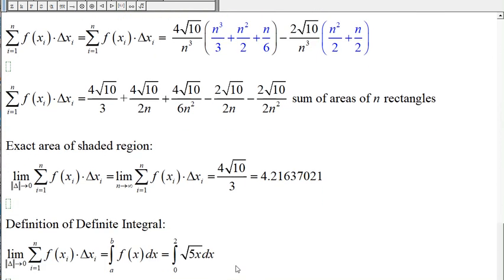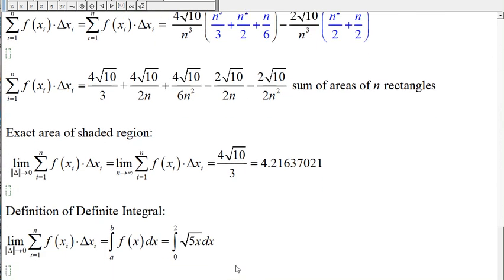And that also leads to the definition of what we call a definite integral. This is a limit quantity, and when this limit does exist, it is called a definite integral from a to b of f of x times the differential of x, or dx. In this particular example, f of x is the square root of 5x, and this is a and this is b, so it would be 0 to 2.